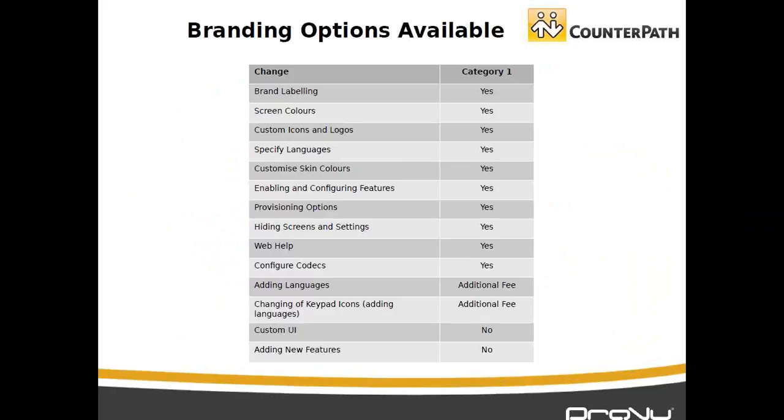So hopefully that explains those three. Here are the branding options within Cat 1. So we can do labeling, of course, screen colors, customized icons, languages. There is a list of Category 1 languages which we provide.